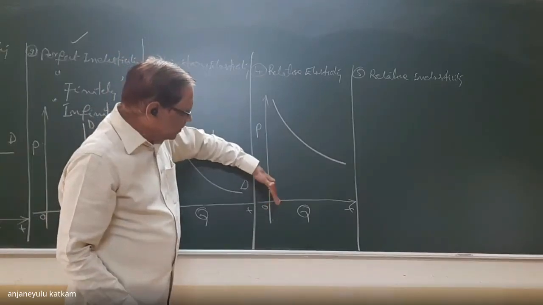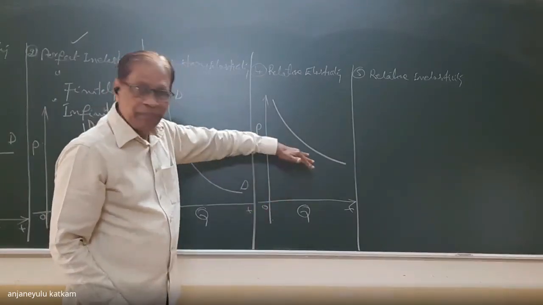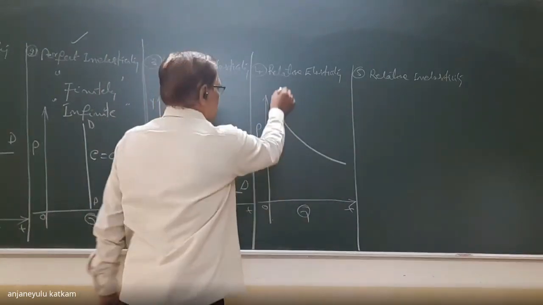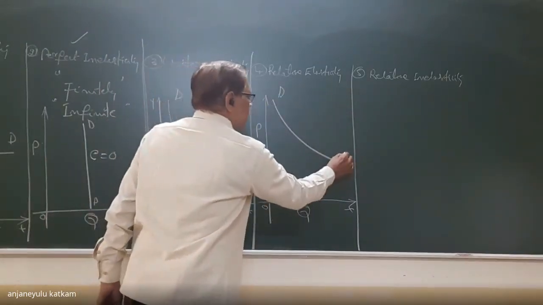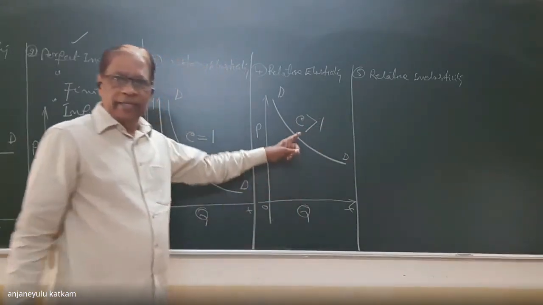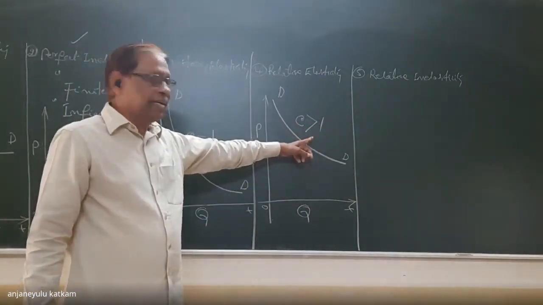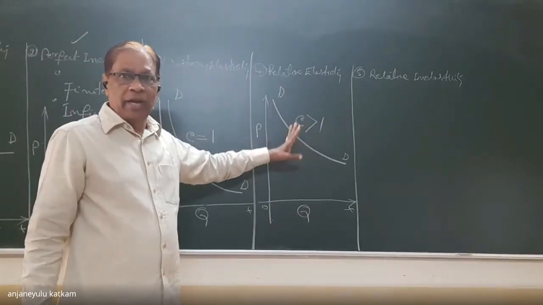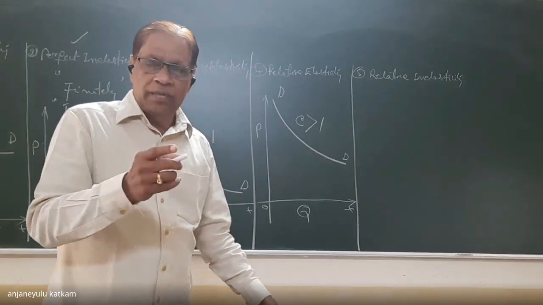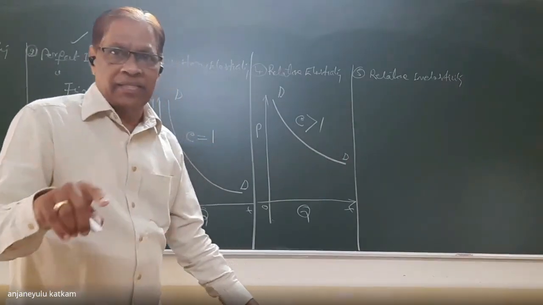Curve, just a little bit away from the point of origin, and it will be sloping down like this. So this is the demand curve representing more elasticity. E, that is elasticity of demand, is greater than 1, relative elasticity. Here, the percentage change in the demand is more than the percentage change in the price.